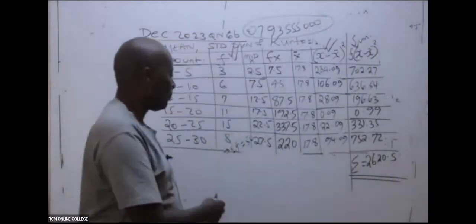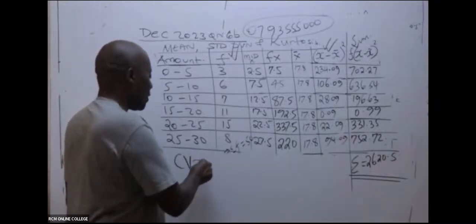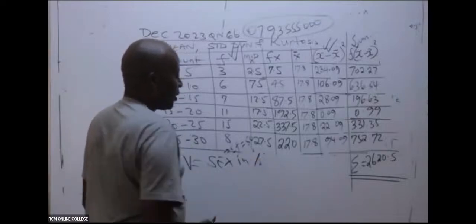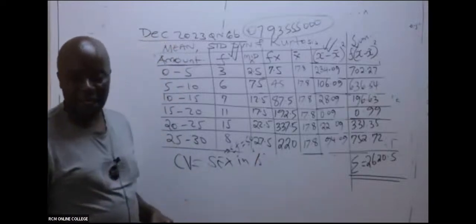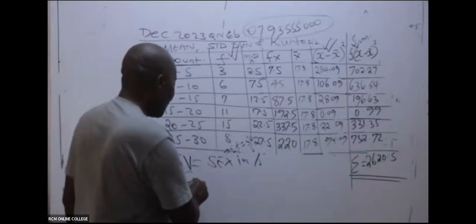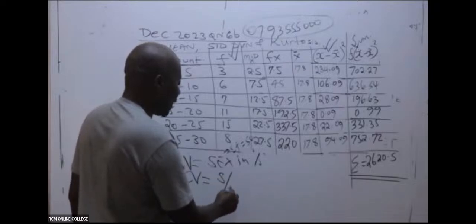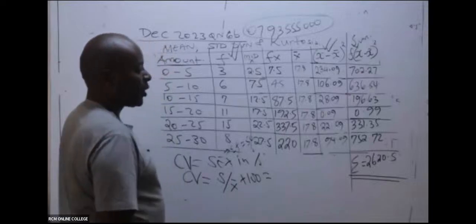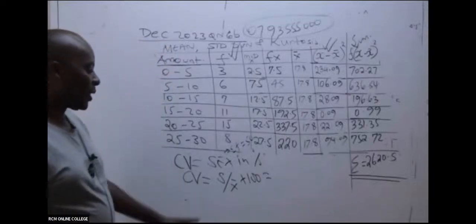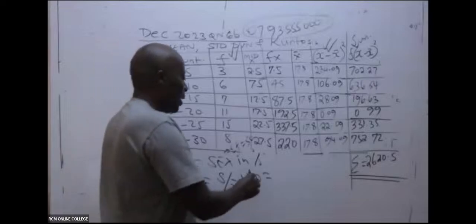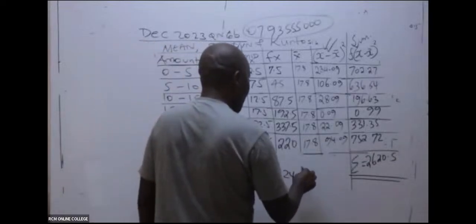Anytime they talk about coefficient of variation, I know that coefficient of variation is sex in percentage. My CV here will be S over X bar times 100. S is standard deviation. Do we have the standard deviation? Oh, yes, it is 7.24.